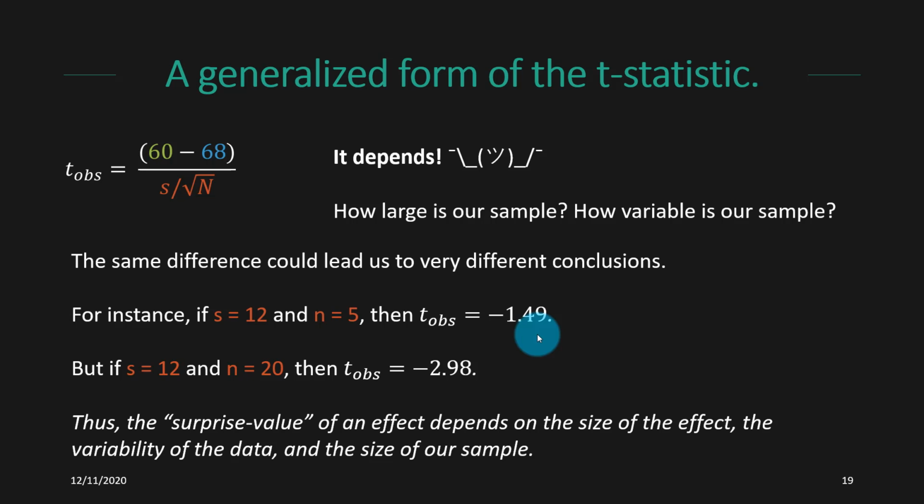Therefore, the surprisingness of this effect depends on the size of the effect, the magnitude of the effect up here in the numerator, the variability of the data captured by the standard deviation, and the size of our sample captured by the square root of n. And the larger these t-values are in either the negative direction or the positive direction, the less likely we think these events are to have occurred due to sampling variability alone.